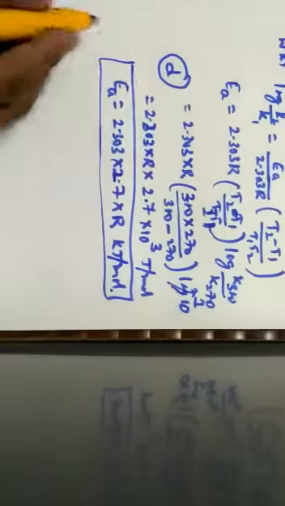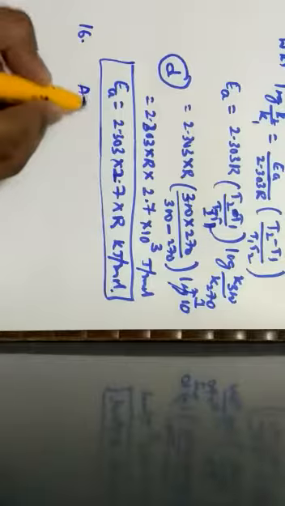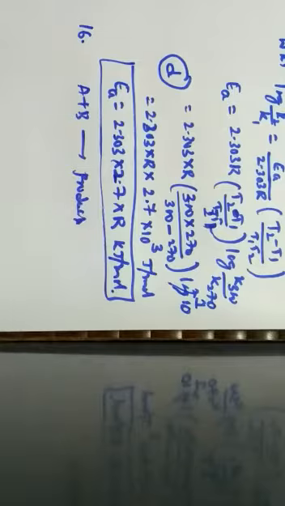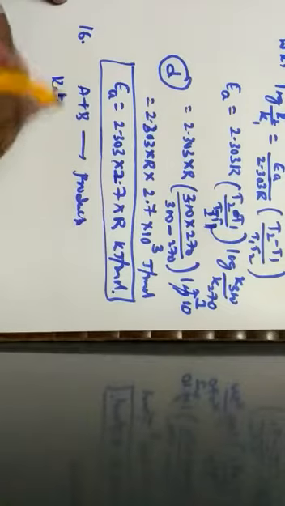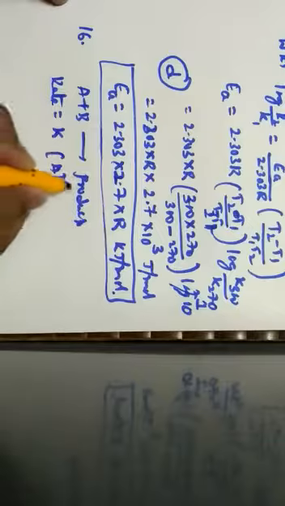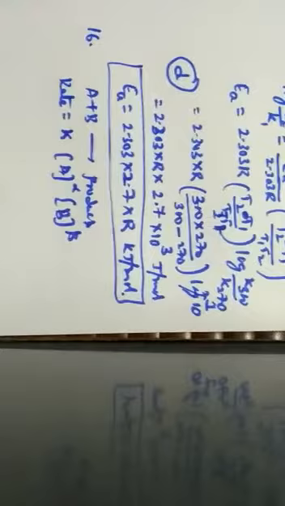Let us continue with question number 16. For the reaction A plus B gives rise to products, the rates of the reaction at various concentrations are given below. So let us consider the rate equation as rate is equal to K into concentration of A raised to alpha and concentration of B raised to beta.